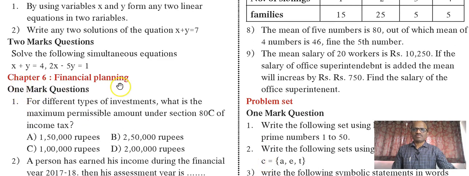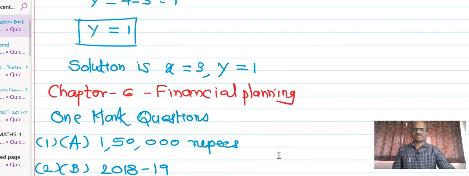that is chapter number 6, financial planning. For the different types of investment, what is the maximum permissible amount under the section 80C of the income tax? Now, this is again a very simple question. That is 1,50,000 rupees, and we write here the answer is 1,50,000 rupees.